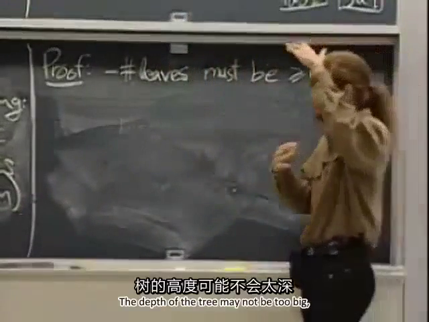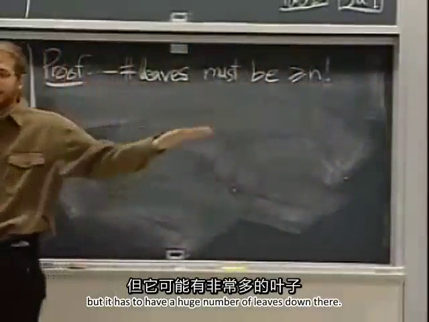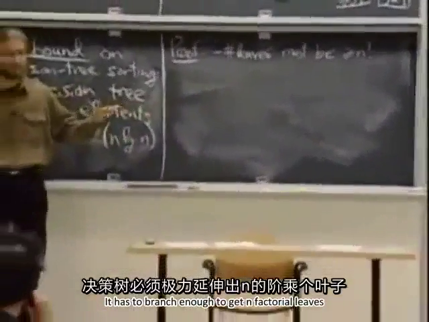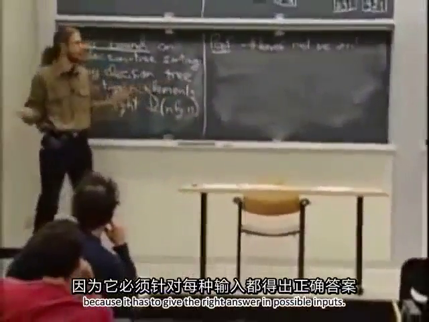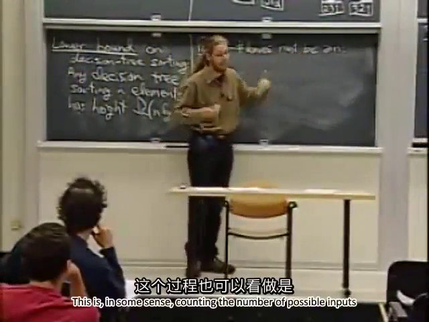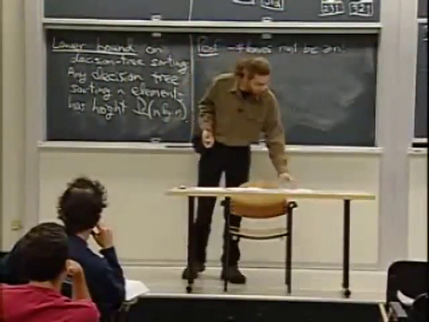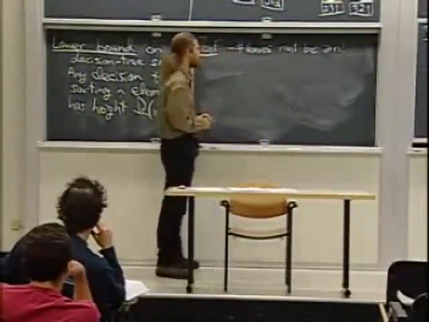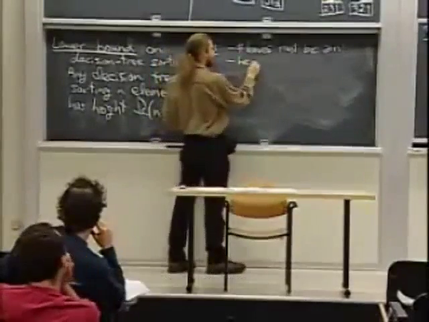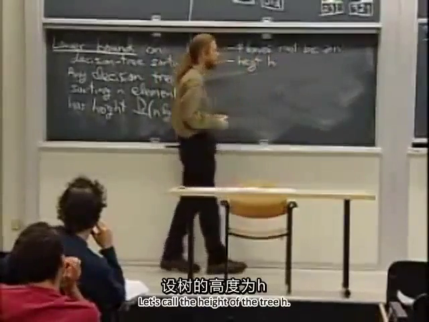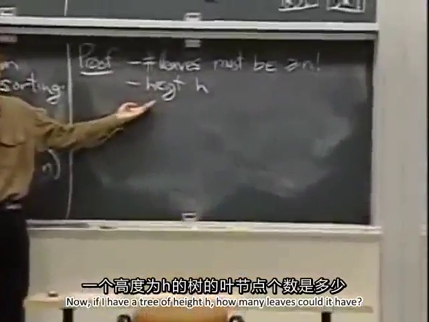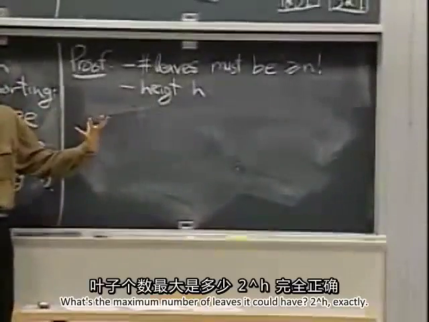So the depth of the tree may not be too big, but it has to have a huge number of leaves down there. It has to branch enough to get n factorial leaves, because it has to give the right answer in all possible inputs. Okay, so this is in some sense counting the number of possible inputs that we have to distinguish. So this is number of leaves. What we care about is the height of the tree. So let's call the height of the tree h. Now, if I have a tree of height h, how many leaves could it have? What's the maximum number of leaves that it could have?